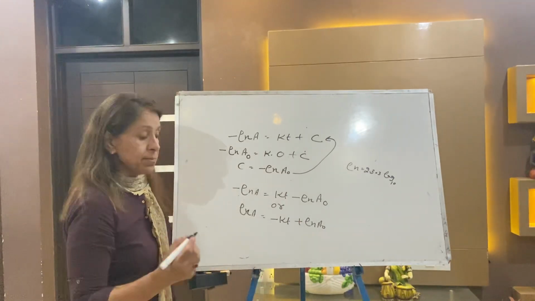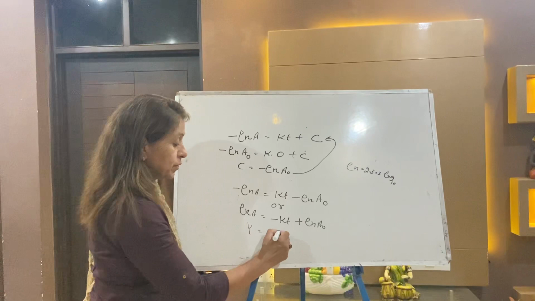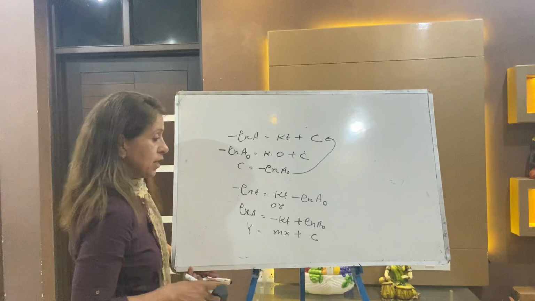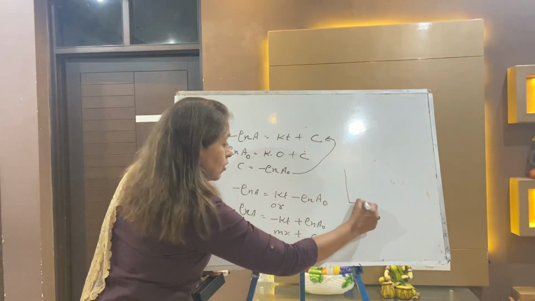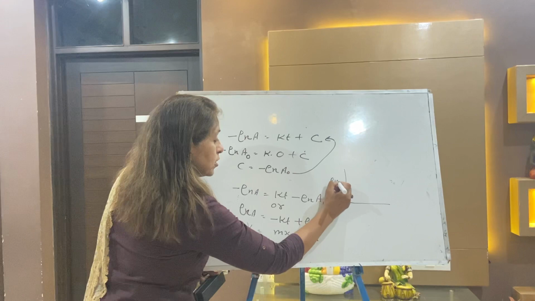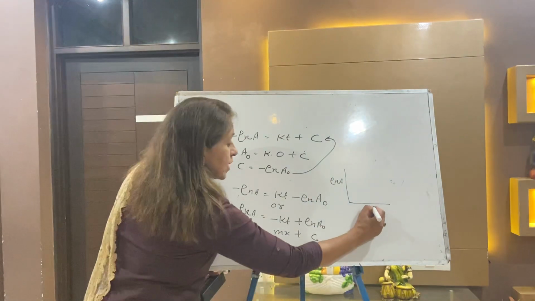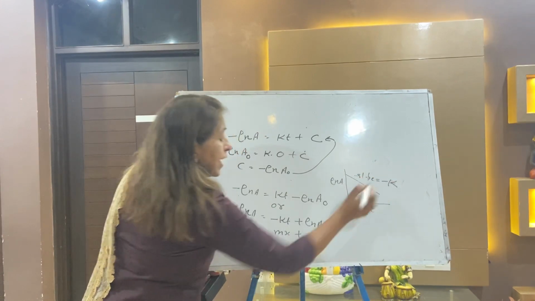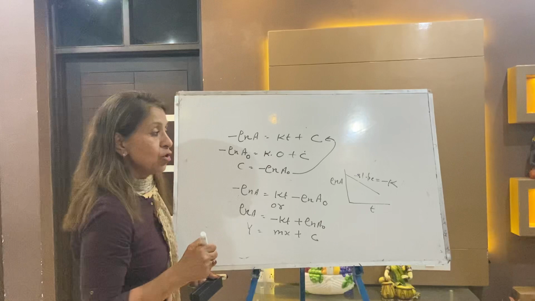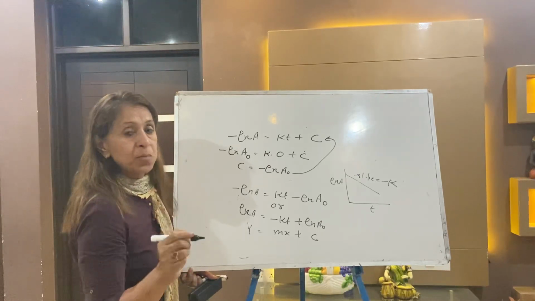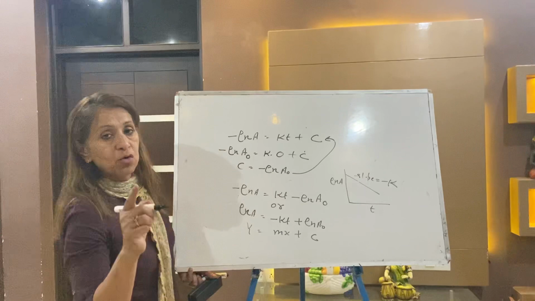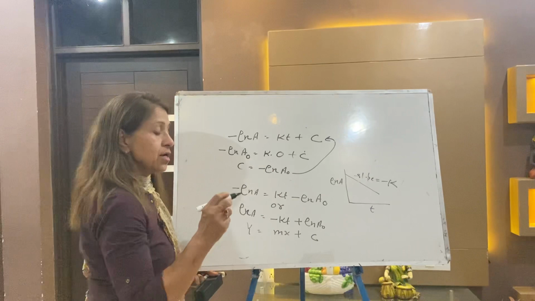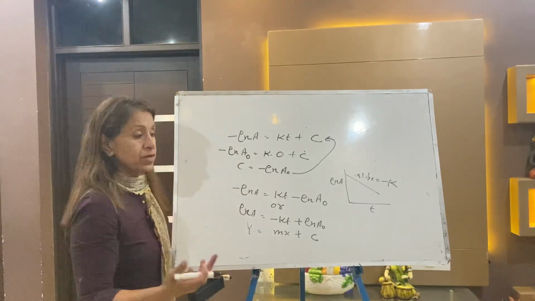So this equation resembles the equation of a straight line, y is equal to mx plus c. If you plot a graph by taking natural logarithm A on the y-axis and time on the x-axis, the graph is a straight line and the slope is minus k, as it was in zero order. In zero order and in the first order, the slope is equal to minus k. The difference is only on the y-axis. In zero order, we took just the concentration on the y-axis. In the first order, we have taken the log of concentration.